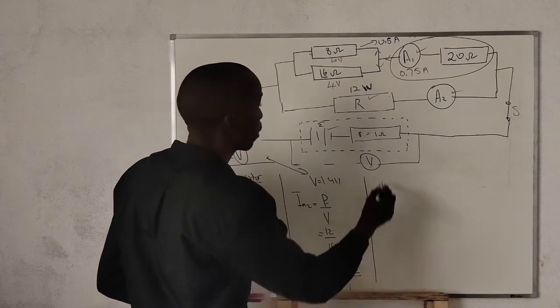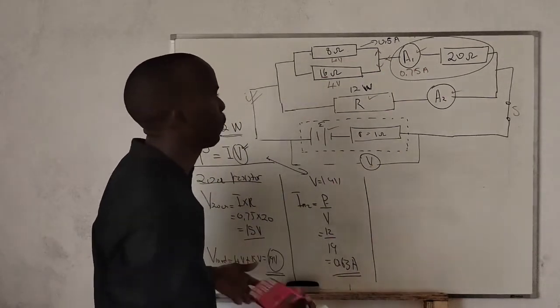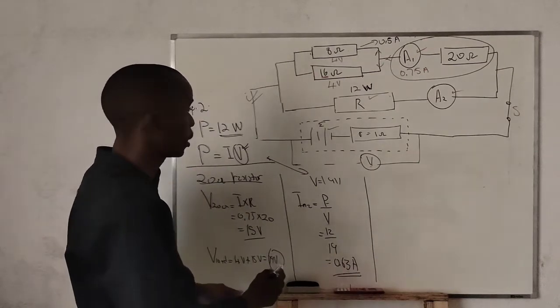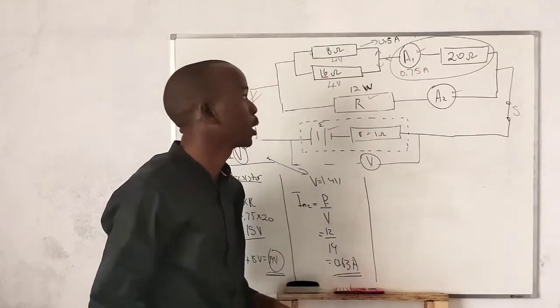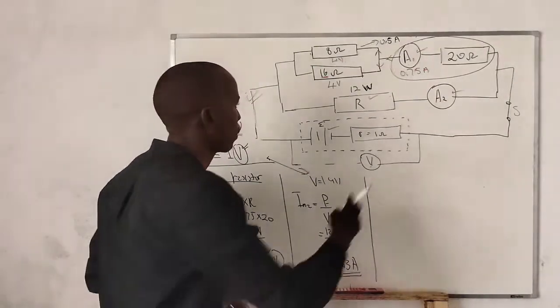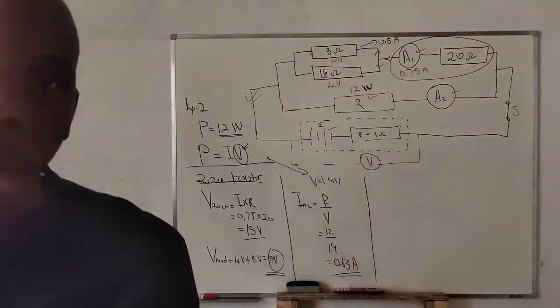And also, if we add the two, we can find the total current. The total current here is 0.75 plus 0.63. And also, since we know the current passing through here, we can also find the reading on resistor R.